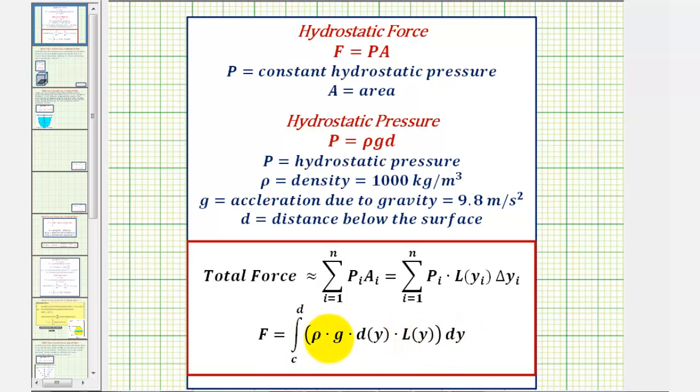Now I do want to mention in our textbook, they use w for this product here of density and acceleration due to gravity called weight density. Depending on what the problem gives you, you may have to find this product or they may give you the product. For example, if you're given the weight density of water is 62.4 pounds per cubic feet, they're already giving you rho times g. But in our example, we'll have to find this product.